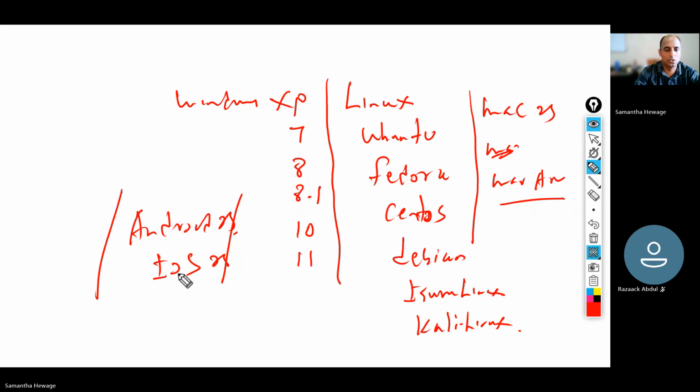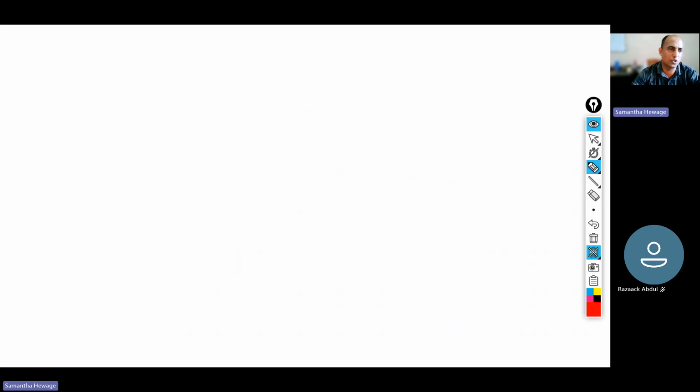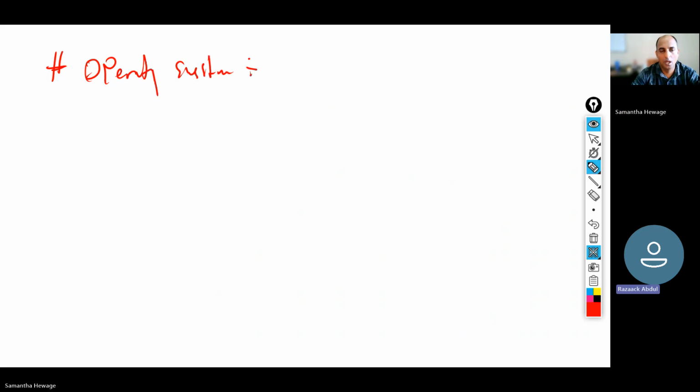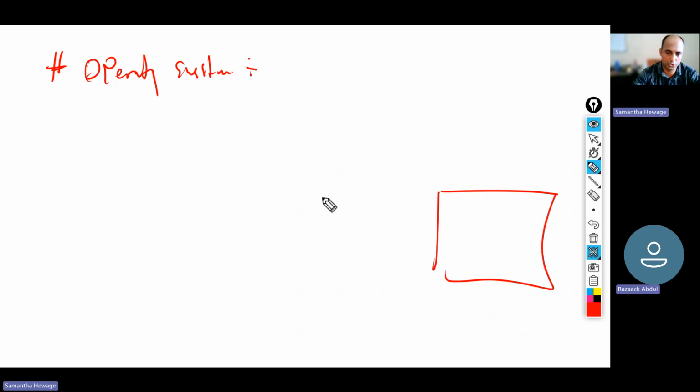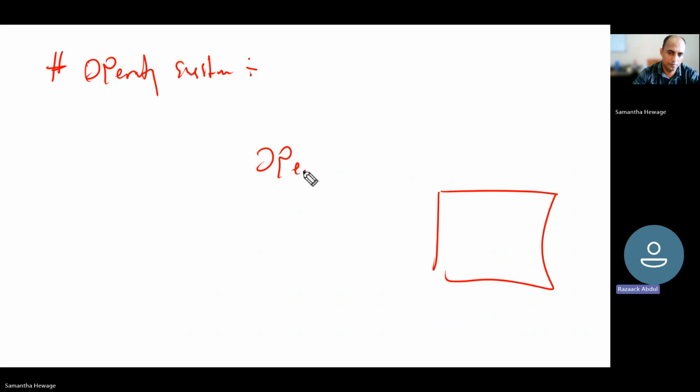So likewise, we have many operating systems. So they are talking about the operating system. We know that operating system, what's the operating system? Operating system. Open system? No. Operating system is open source.